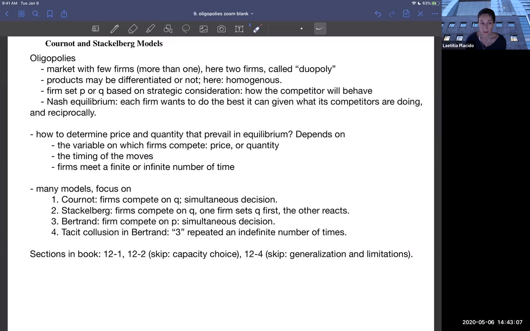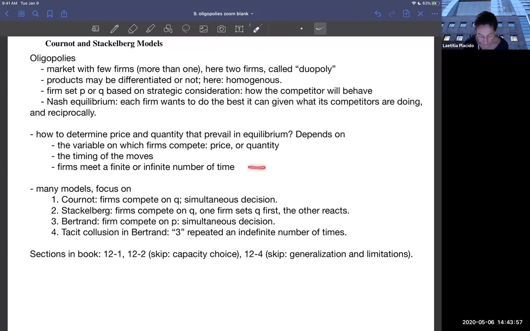The second parameter that's going to play a role is the timing of the moves. We are going to start with a scenario in which firms decide simultaneously the quantity or the price they want to set. So they're going to decide at the same time. And then we're going to move to a case in which one firm sets the quantity and then a second firm moves after, observes the choice made by the first firm, and then sets its quantity. So we'll cover both the case in which the decision is made simultaneously and the case in which one firm decides before the other.